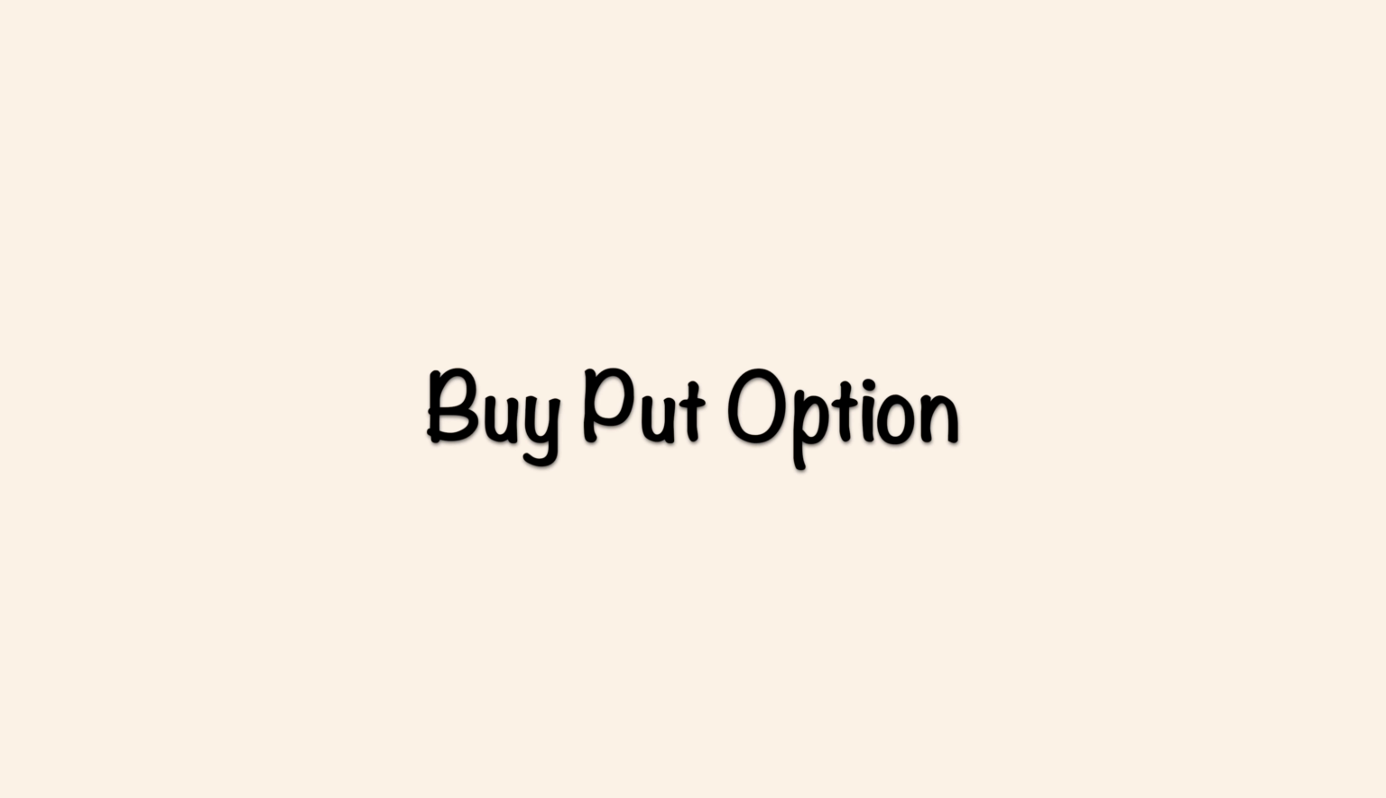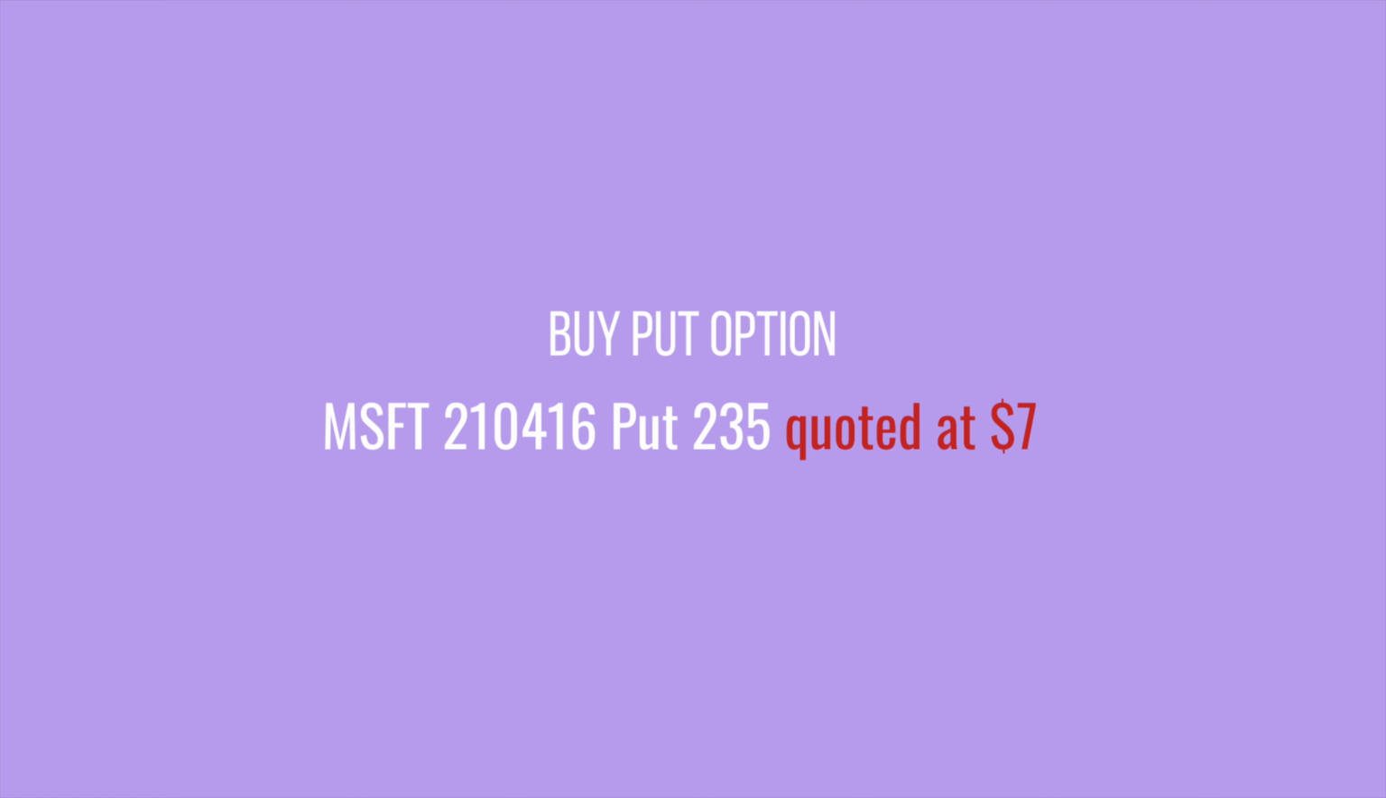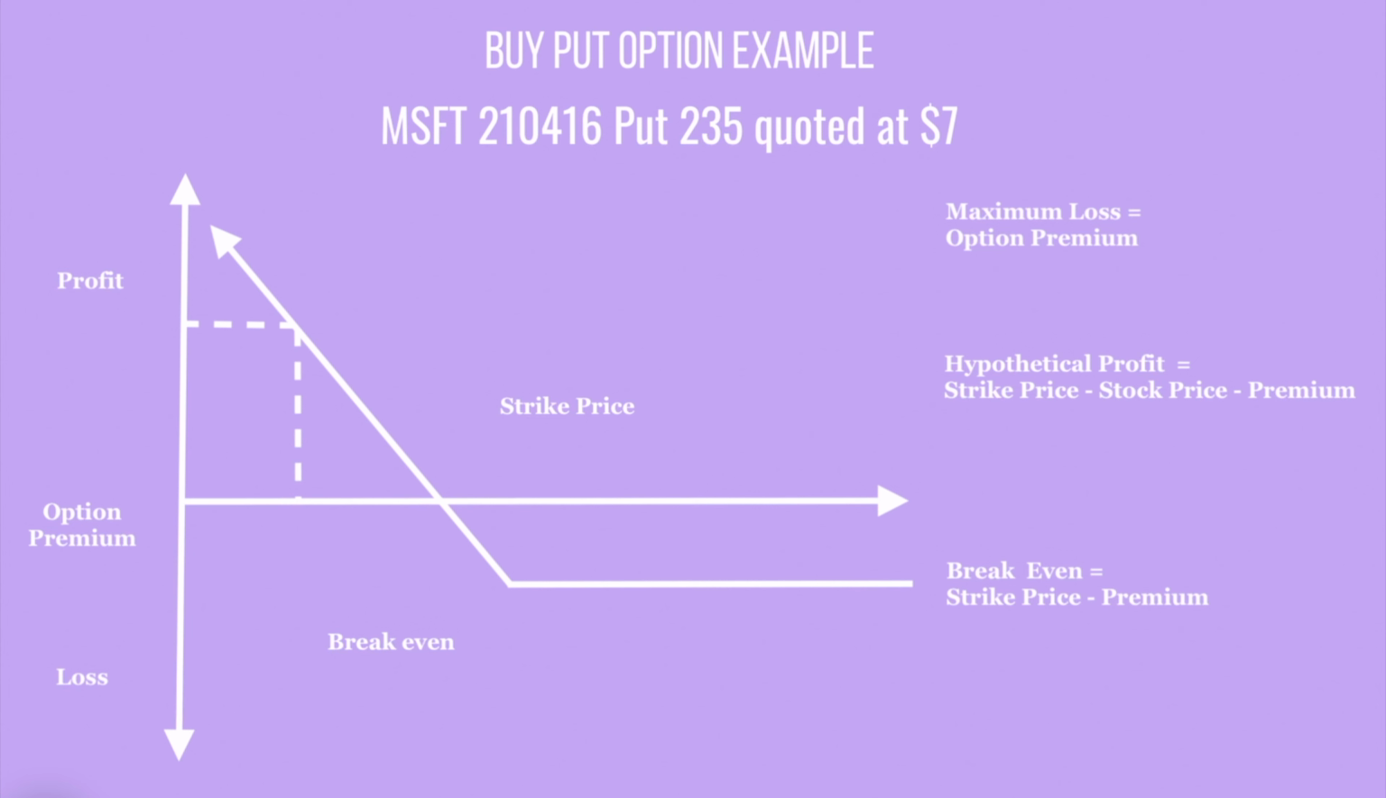In this example, we buy a Microsoft put option expiring April 16, 2021 with strike price of $235 and it's quoted at $7. So you have the right to sell Microsoft. And this is the profit and loss graph for buying a put option. The strike price here is $235. And you're buying an option, so your max loss is your option premium. So $7 times 100 shares equals $700.